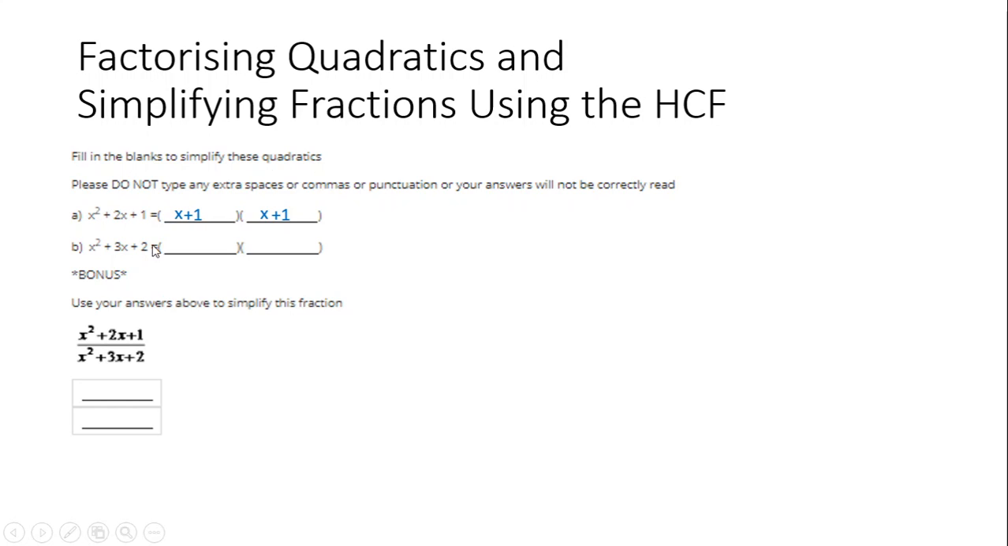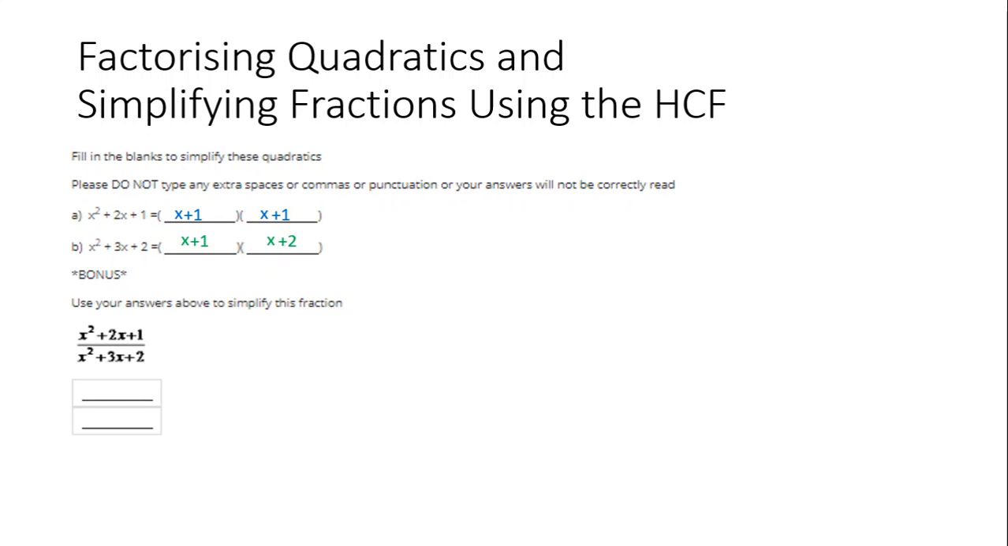Okay, the next one, again, it's a three-term quadratic, starting with x squared. X times x will make the x squared. Now I'm thinking what numbers multiply to make positive 2 and add to make 3? Signs must be the same. Possible numbers that multiply to make 2 are 1 times 2 or negative 1 times negative 2, but they need to add to make positive 3. So they're not both going to be negatives. They're both going to be positives. That's plus 1 or plus 2. You can do it either way. You can either do x plus 1 and x plus 2, or x plus 2 and x plus 1.